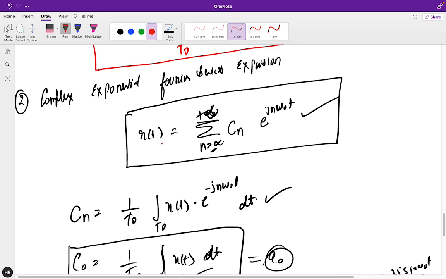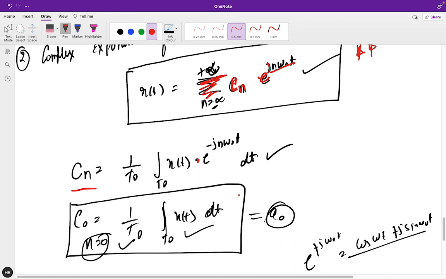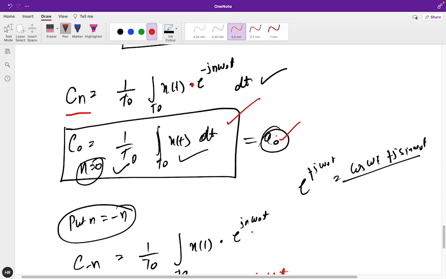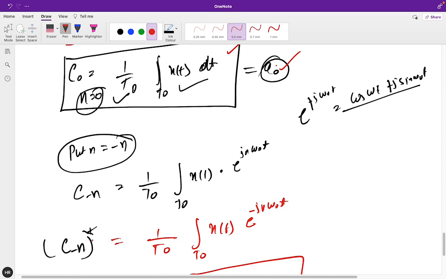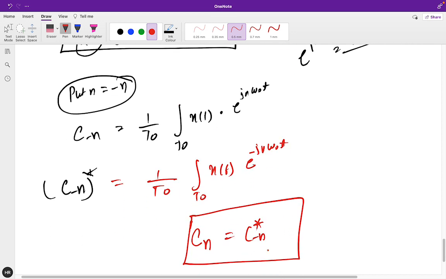See, the formula is this: forget about the trigonometric formula, you remember this. x of t is the summation from n equals minus infinity to infinity of C of n e power jn omega naught t. What is the formula of Cn? 1 upon T naught integration over T naught of x of t into e power minus jn omega naught t. If you substitute n as 0, the exponential will become 1, so you will get this formula, which is equal to your trigonometric a naught formula. Now if you put n equals minus n and take the conjugate of C of minus n, you will get back the same original C of n. So that's why C of n is equal to C of minus n conjugate.